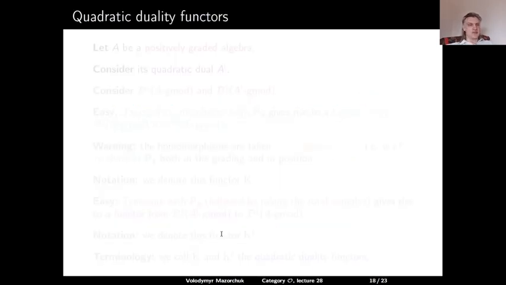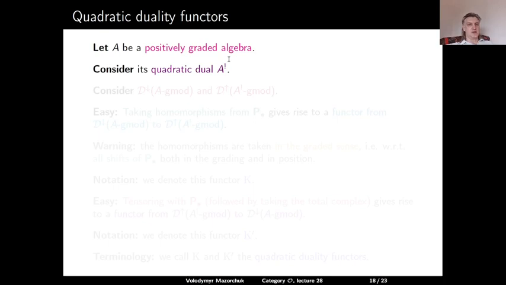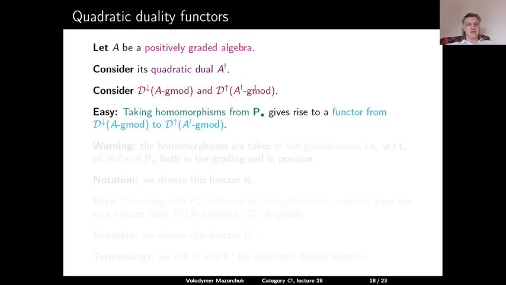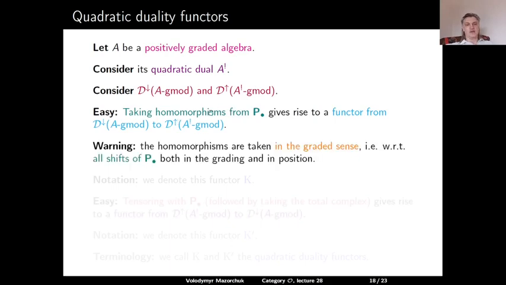So now let us discuss quadratic duality functors. Let A be a positively graded algebra and consider its quadratic dual A shriek. So consider the down arrow category of A gmod and the up arrow category of A shriek gmod. It is easy to see that taking homomorphisms from our complex P dot gives rise to a functor from this down arrow category to this up arrow category. Of course, when we speak about homomorphisms, we mean homomorphisms taken in the graded sense, that is, with respect to all shifts of this complex, both in grading and in position.